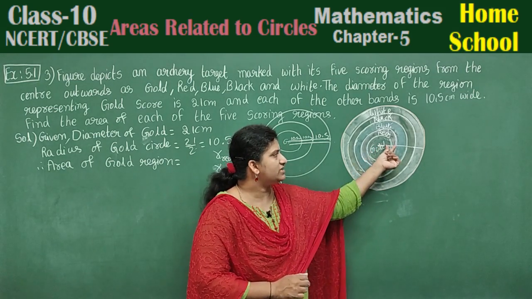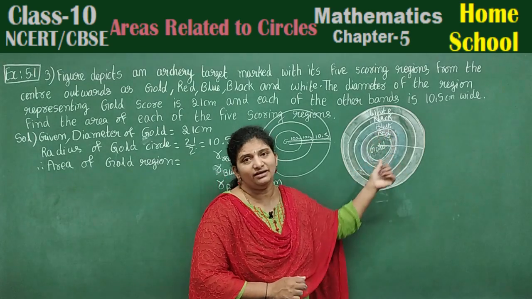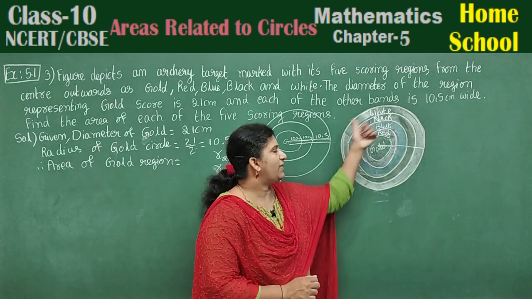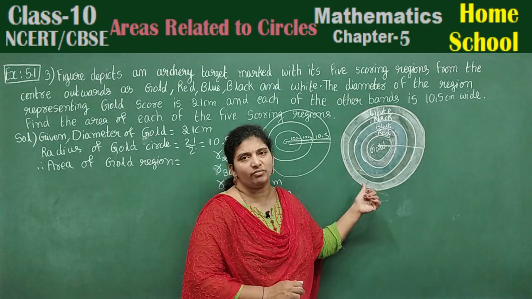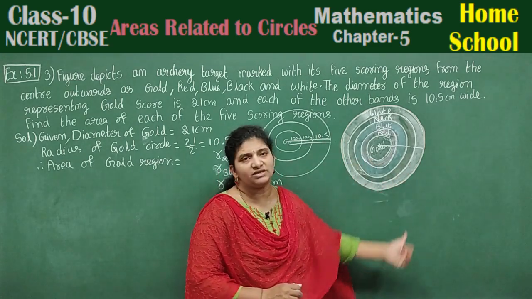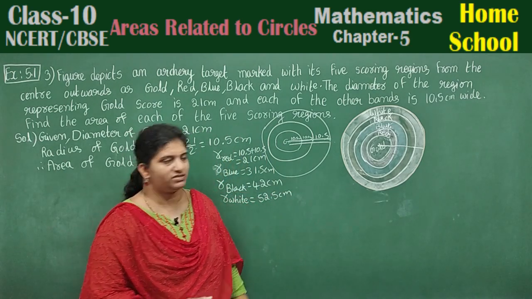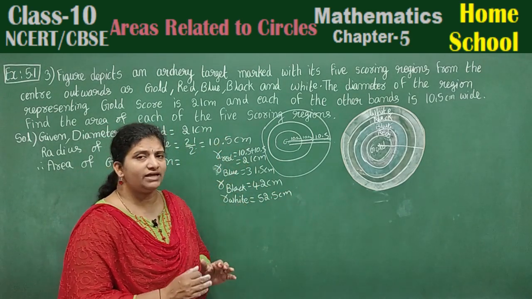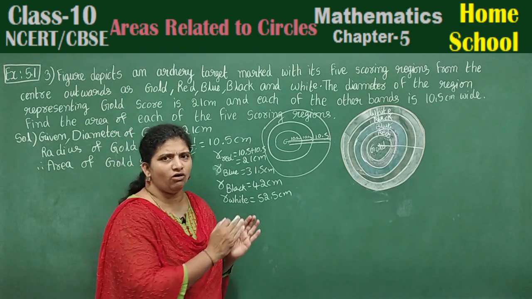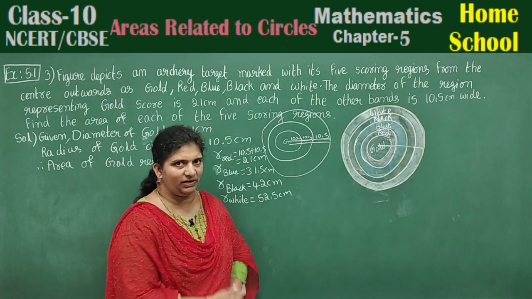So 10.5 plus 10.5 will be the red radius. Plus 10.5 will be the blue radius. Again plus 10.5 will be the black radius. And again plus 10.5 will be the white radius. So find out all these carefully. Now let us start finding the area of each colored ring separately.